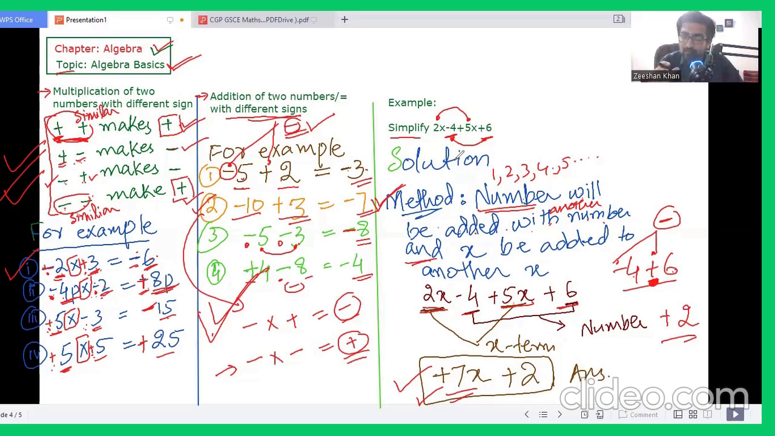And this is like one part of the algebra. And now we will be making another few parts for algebra basics. And then we will move on to advanced algebra.